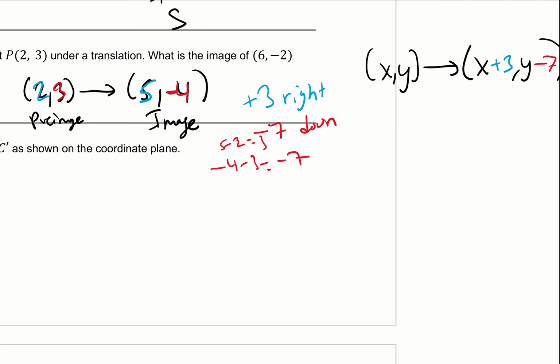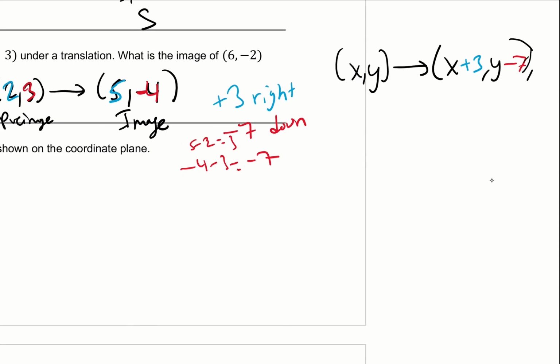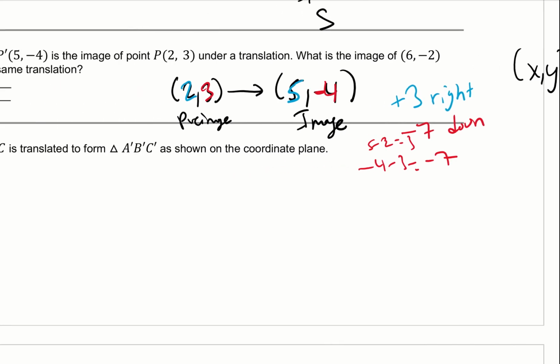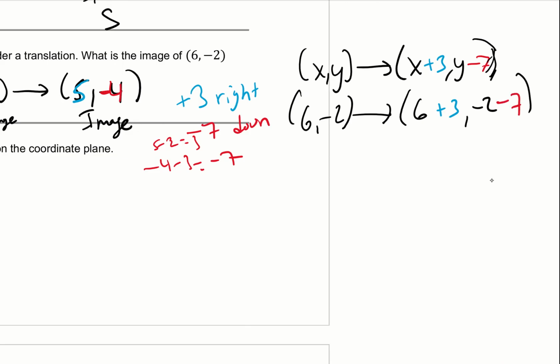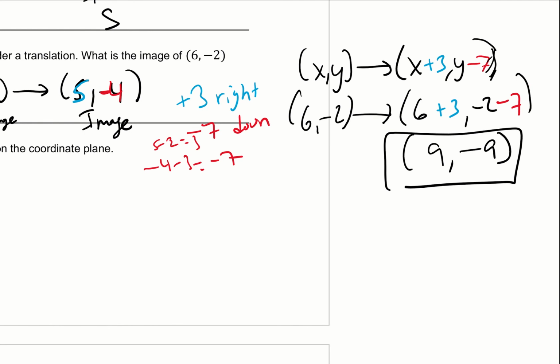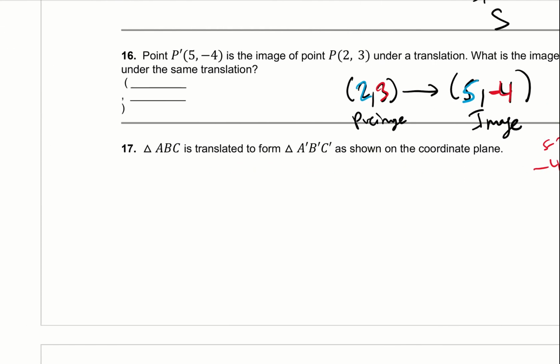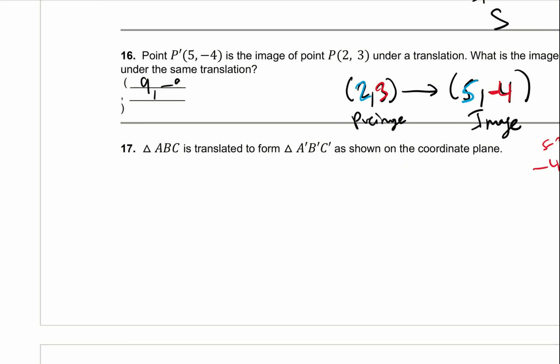So that's my transformation rule. Now we can take any coordinate and use that transformation rule, and we'll be fine. So it says, what is the image of 6, negative 2 under that same transformation? All right, so we got 6 plus 3, negative 2 minus 7. So you're just moving it 3 to the right and 7 down, and this is going to be the image of that transformation.